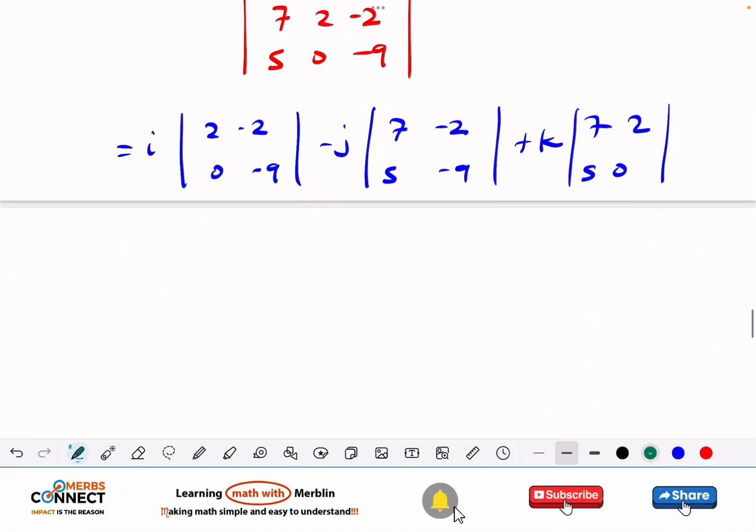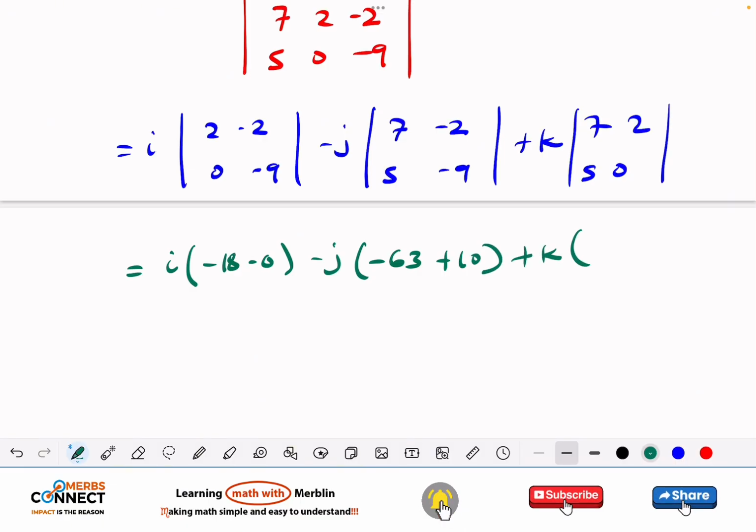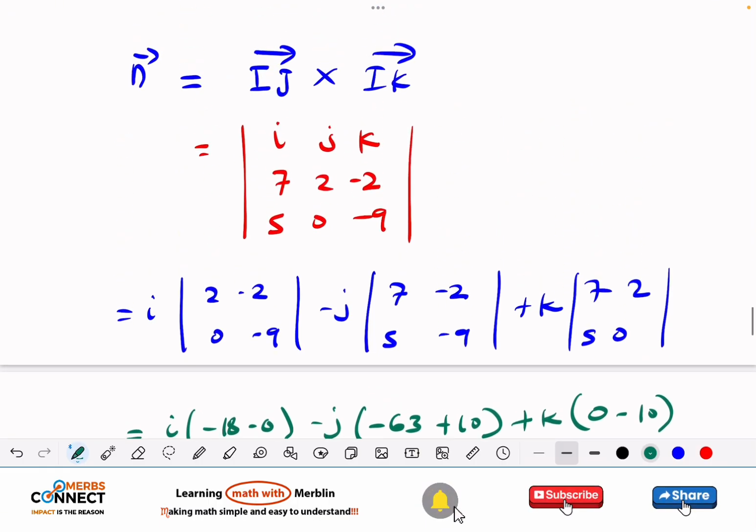So this is going to give us i times minus 18 minus 0, minus j, and this is going to give us minus 63. 9 times 7 is 63. Then plus 10, because it's going to be minus 10 and make it plus. And then 7 times 0, 0 minus 10. So this is minus 18i plus 53j minus 10k.